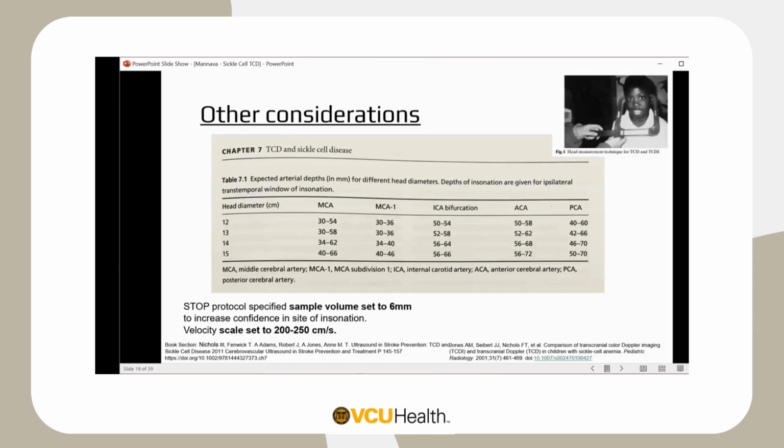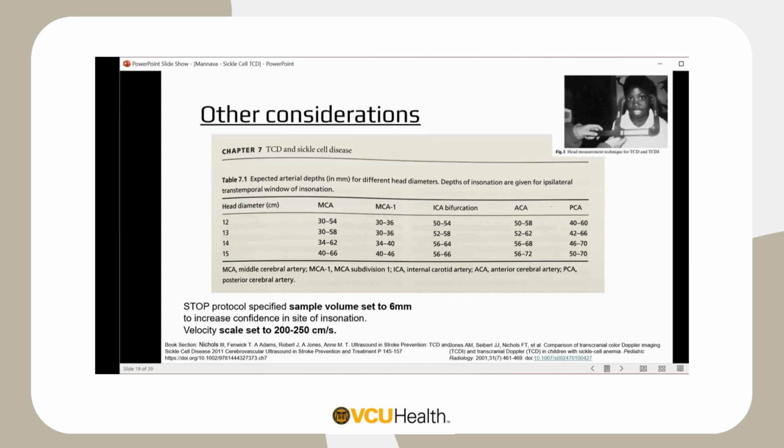Because this is a pediatric ultrasound discussion, other considerations are that kids are different and TCD is different in kids. So arterial depths are going to be different depending on the skull size. They actually use the same measurement device that your eye doctor uses to measure the head circumference, as well as to calculate the midline where the ACA and MCA bifurcation might occur. And over time, the head size grows and the depths are going to change. They also increase the sample volume to allow for more confidence in their site of insonation.